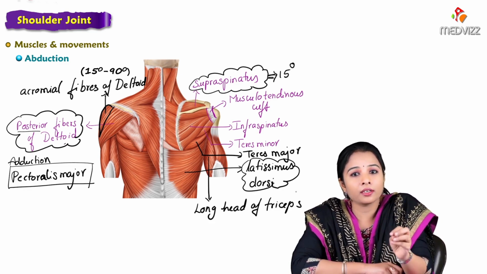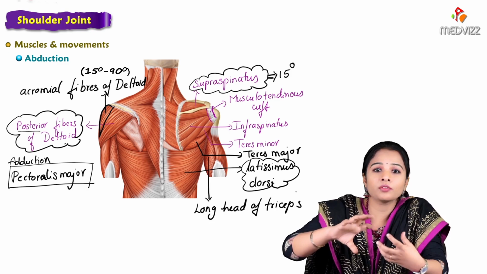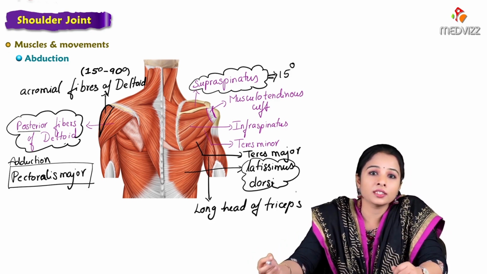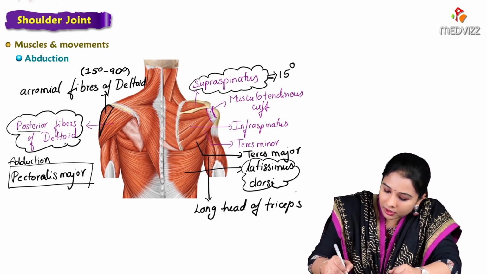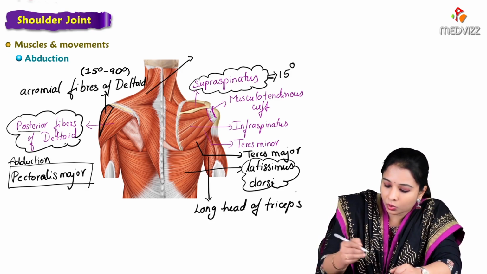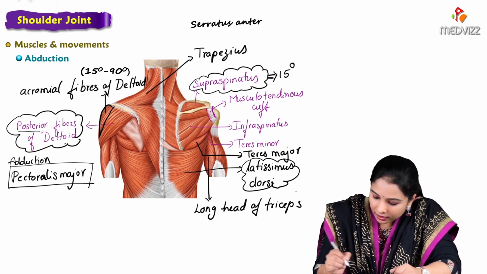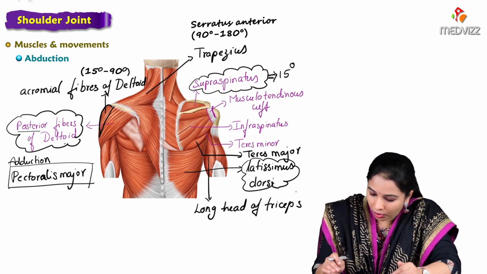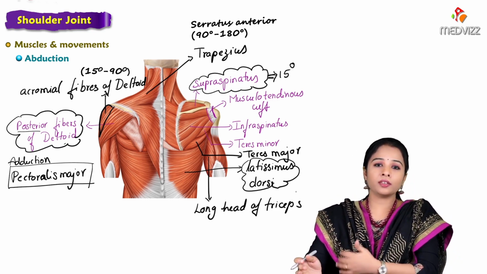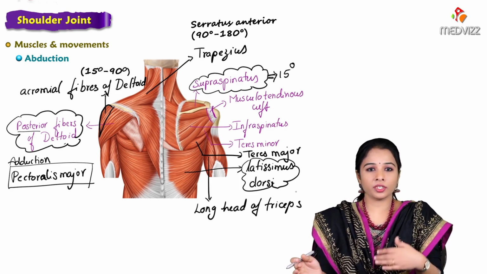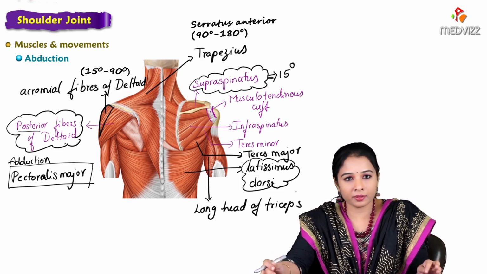So beyond 90 degrees, that is 90 to 180 degrees, the movement of the scapula is because of the serratus anterior and trapezius muscle. So this is the trapezius, which is the superficial muscle on the neck, and the serratus anterior muscle. If we remove all these things, the deeper muscle will be the serratus anterior, which is present on each side of the ribs, getting origin as 8 digitations from 8 ribs.